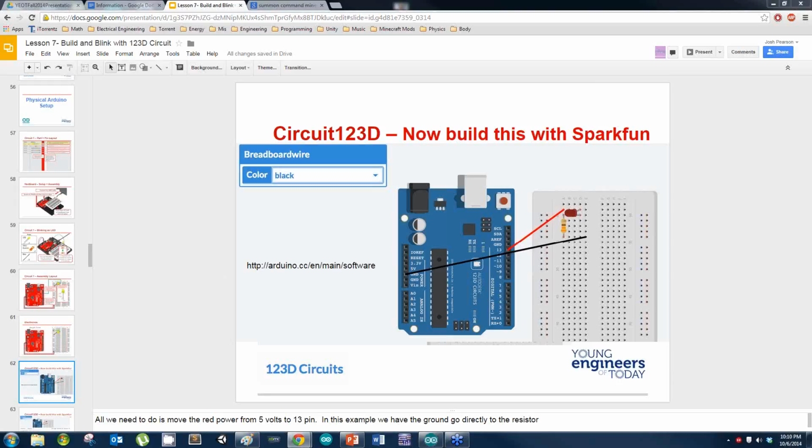I want the long end of the LED plugged into C4 and the short end plugged into C5. Again, the long end is in C4. The short end should be in C5. So now we're going to hook in the resistor. I'm going to hook it into E5, and the other end is going to be in E13.